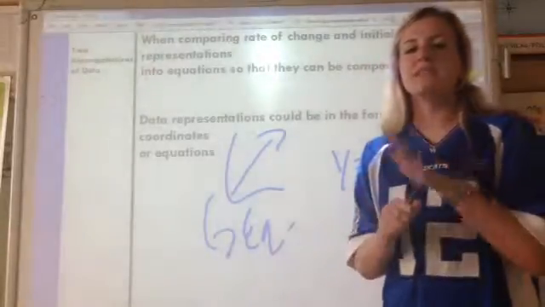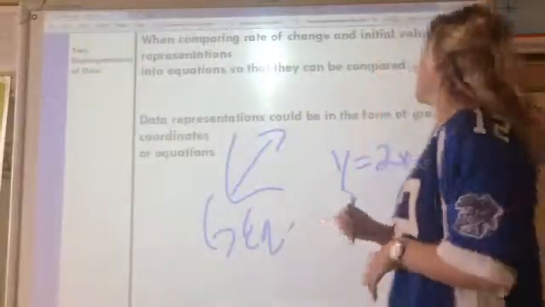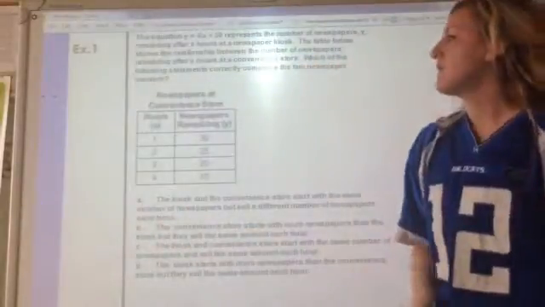because it's easier to compare once we do that. And you'll see data in all kinds of different forms. Graphs, tables, coordinates, equations. It all means the same thing. So let's do an example. Please don't write this. I'm going to tell you what to write.